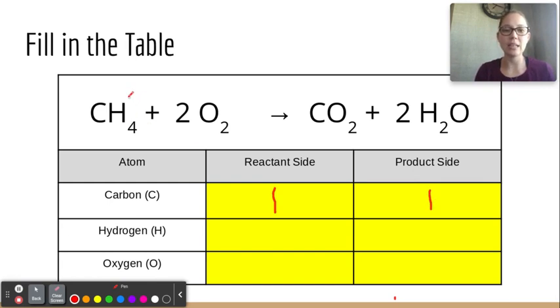Then we want to look at hydrogen now, our H's. So remember, because of this subscript right here, this tells us that we have 4 hydrogens. And so the tricky thing to remember is that the subscript only applies to what's next to it. So the 4 does not apply to the amount of carbons. It only applies to the number of hydrogens. So we have 4 hydrogens on our product side.